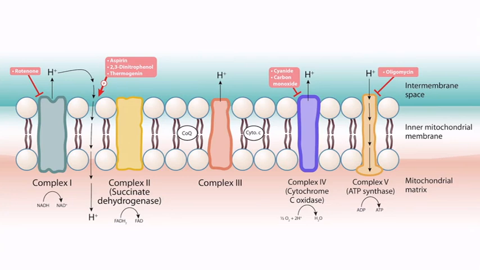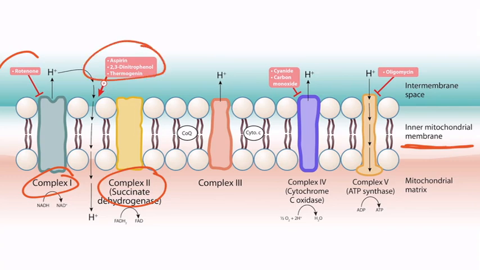Notice from the figure that there are several compounds, such as complex 1 and complex 2, etc., that are embedded in the inner mitochondrial membrane. Also note the various poisons that are shown in red right here, which inhibit these complexes, which we'll talk more about in a minute. As we've discussed in prior videos, a lot of energy and effort is used to generate NADH and FADH2. This energy is utilized as electrons are transferred from these molecules to the electron transport chain complexes.